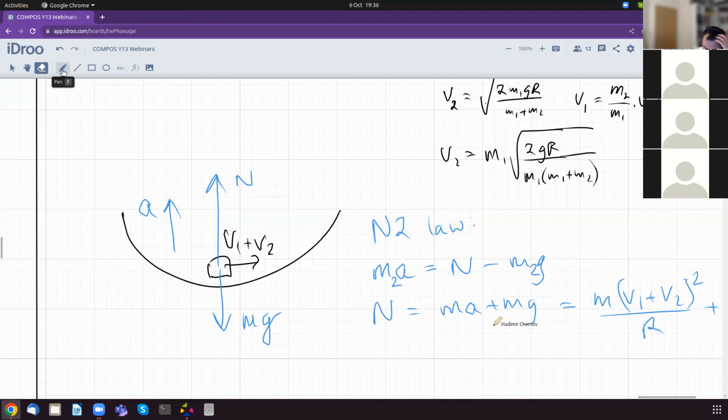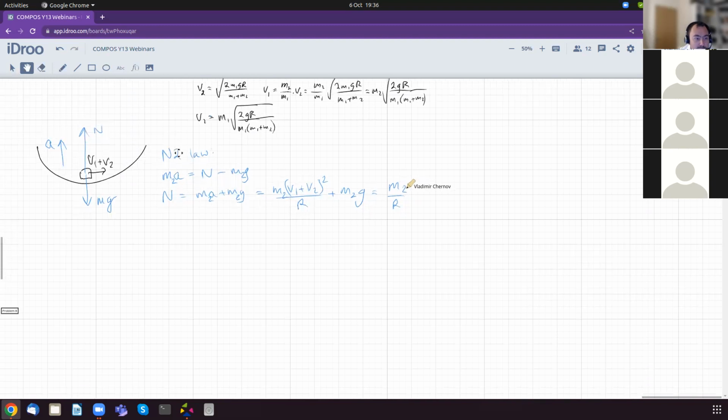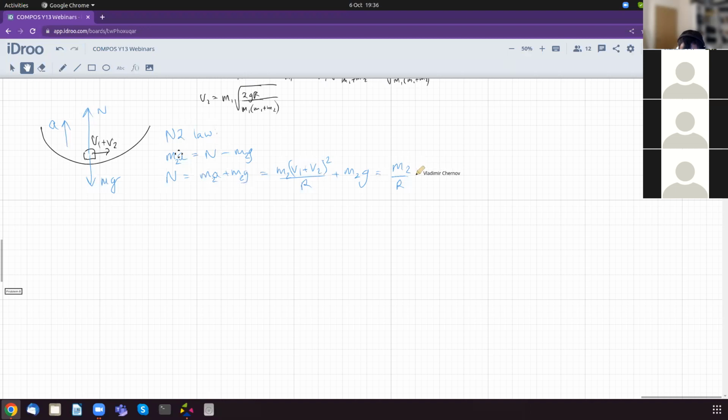We're talking about m2g. So we plug that in. We know V1 and V2. So it's going to be M2 divided by R, and this V1 plus V2. V1 plus V2 is simply M1 plus M2, square root, no square root because it's squared. So 2gr divided by m1 plus m2. Have I messed something up? Yes, it's m1 plus m2 squared, plus m2g.